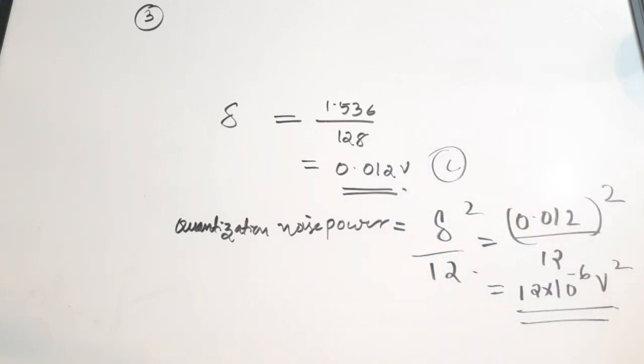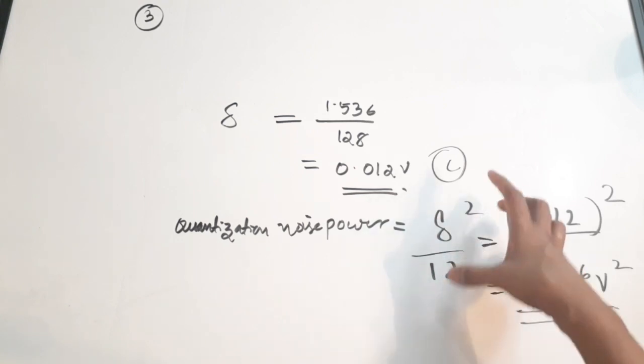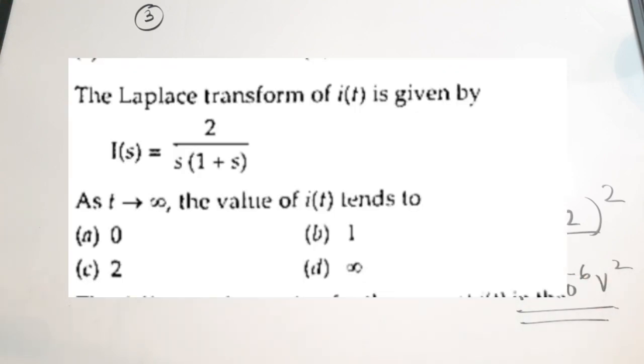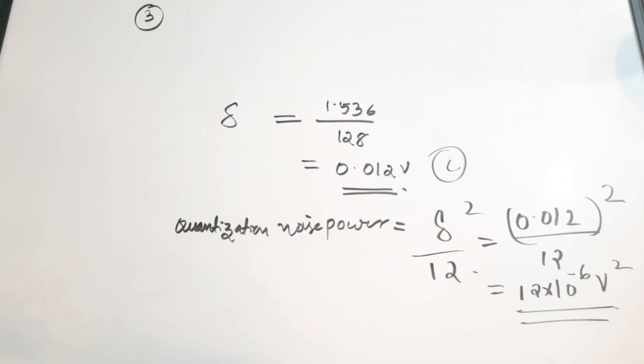So here, in order to find the quantization noise power from the given data, you need to first find the quantization step size. Quantization step size is equal to full scale voltage by number of quantization levels, where full scale voltage is the peak to peak voltage of the signal. Here it is a sinusoidal signal, so it is 1.536 by 128, and quantization noise power is del square by 12. I got a little confused with this delta, that's why I'm using the small delta. We just know that it is the quantization step size. Quantization step size square by 12 gives 12 into 10 raised to minus 6, which is option C.